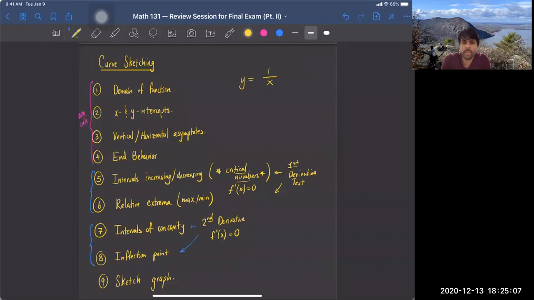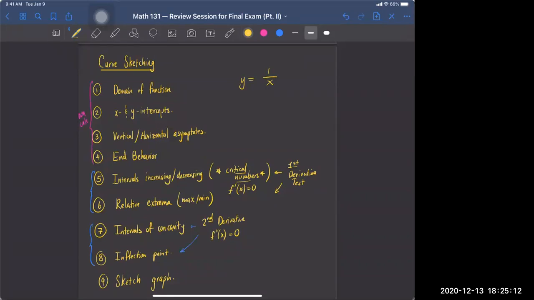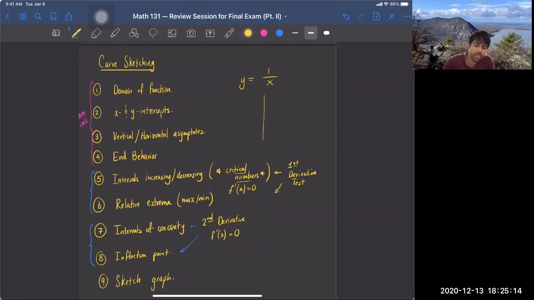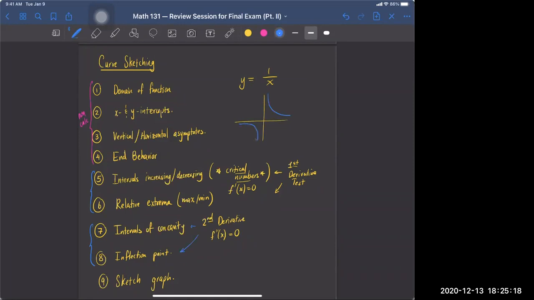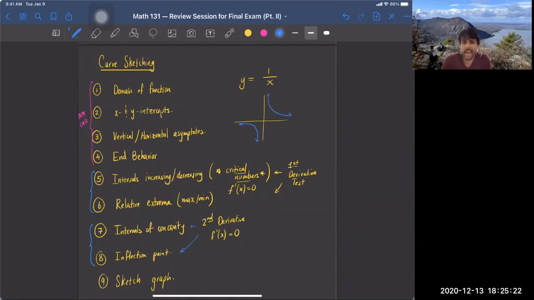This would be a very simple example: y equals 1 over x. If you were to graph this, this is what you would get. It approaches 0. So obviously the asymptotes are going to be the vertical axis and the horizontal one would be the x-axis. And how do I figure those out?